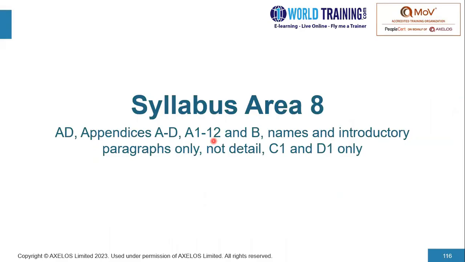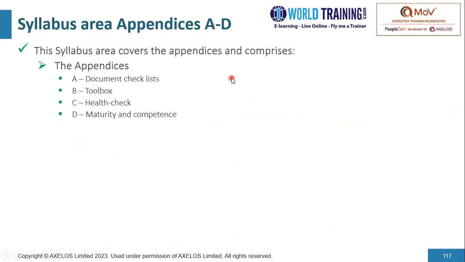Here we have a few ideas pertaining to the various appendices within the manual, and we're going to look into what they're going to examine you on pertaining to each of these appendices in this particular module. This syllabus area covers the appendices and comprises 4 appendices. In Appendix A, you have the document checklists. In Appendix B, you have a toolbox. Appendix C is health checks. Appendix D is maturity and competence.